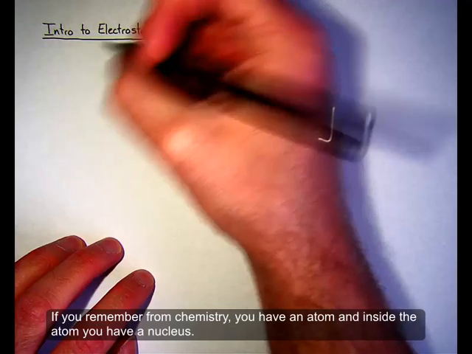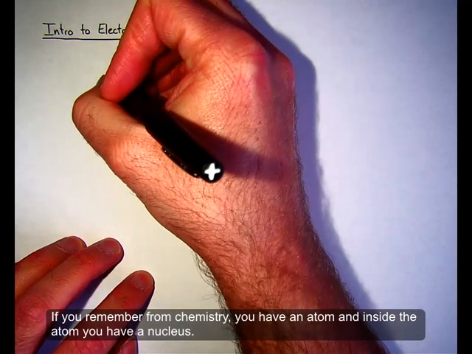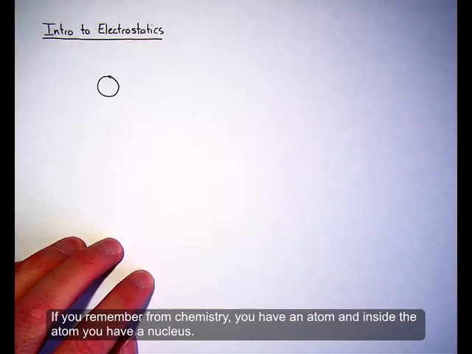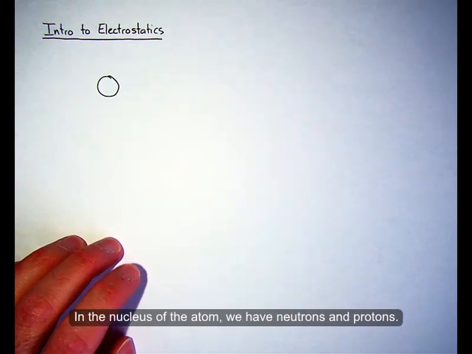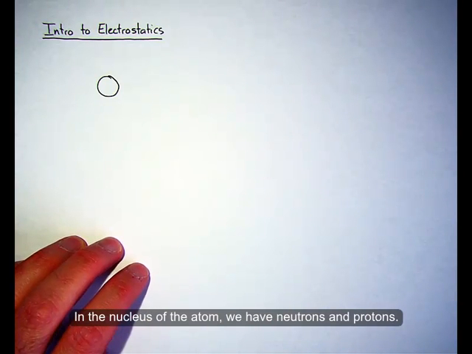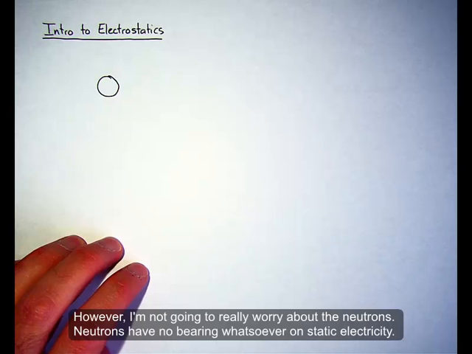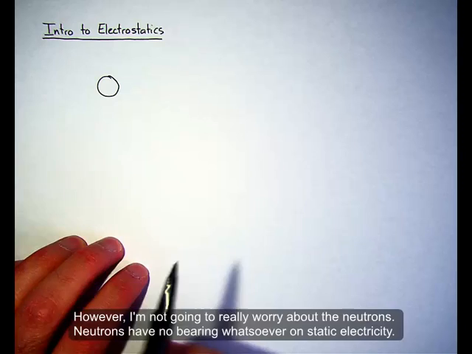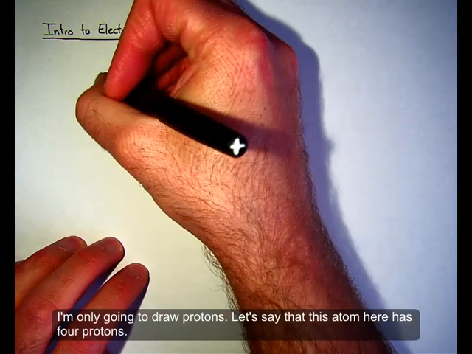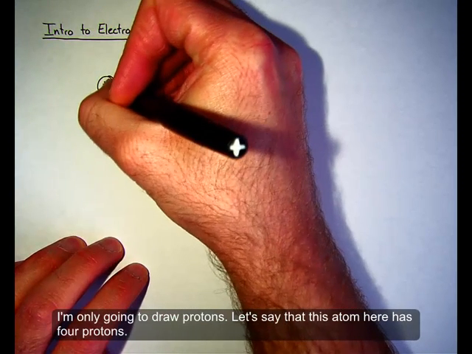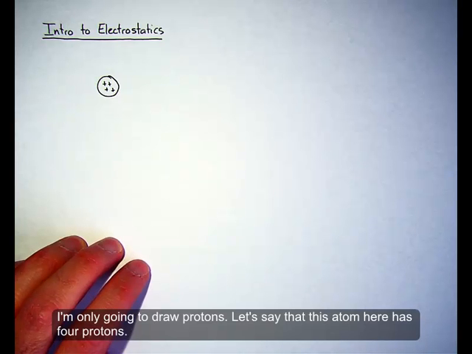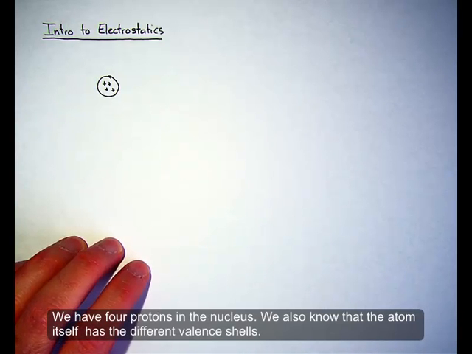So first of all, if you remember from chemistry, you have an atom, and inside the atom you have the nucleus. In the nucleus of the atom we have neutrons and we have protons. Now, I'm not really going to worry about the neutrons. The neutrons have no bearing whatsoever on static electricity, so I'm only going to draw protons. Let's say this atom here has 4 protons in the nucleus.